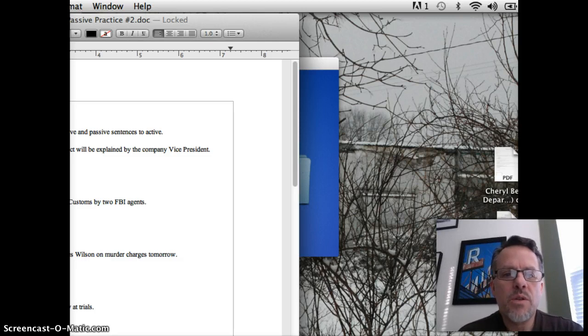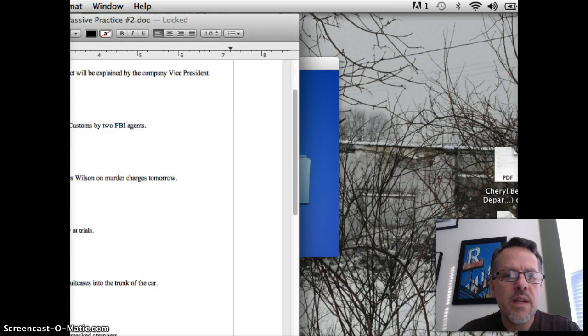Number 4, witnesses are called to testify at trials. As in one of the previous sentences, I think it was one of the last sentences on passive practice number 1, there is no agent here. It's a passive voice sentence without an agent. But we should be able to figure out what the agent would be. Who calls witnesses? Well, it could be a jury, could be an attorney, could be a judge. So if you choose any one of those, it should be fine. So we'll just say attorneys in this case. Attorneys call witnesses to testify at trials.